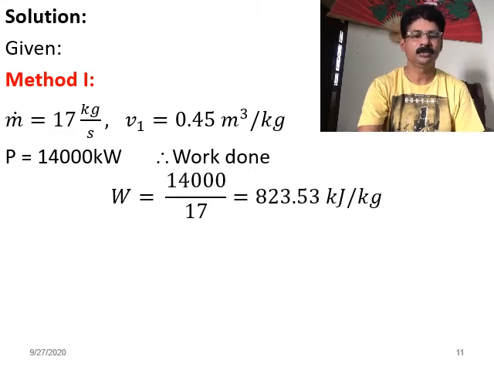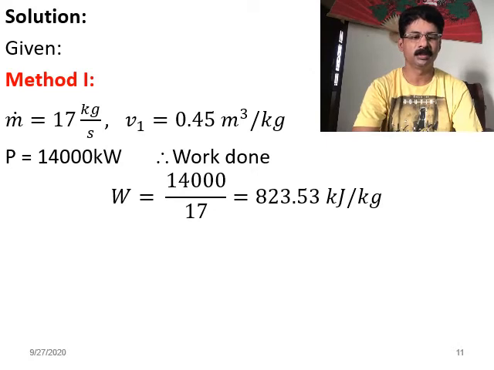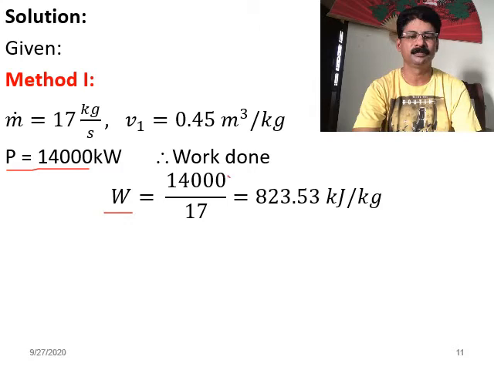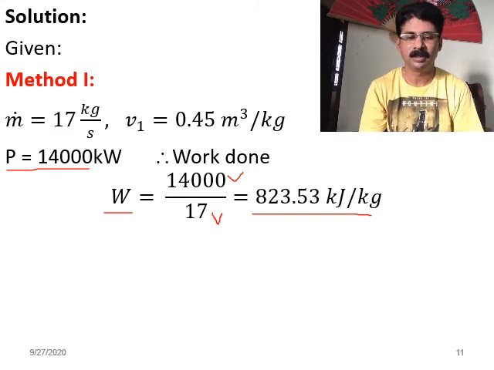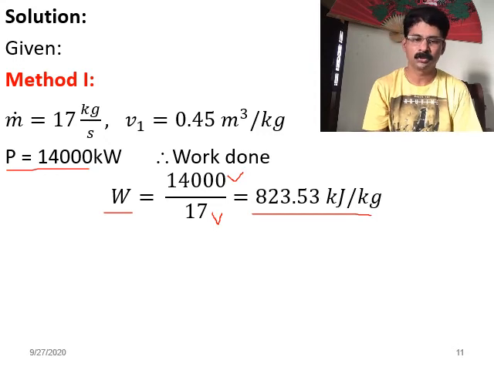Now here you can convert W dot into W by dividing by m dot. W dot by m dot: this is kilojoules per second and this is kg per second. The seconds cancel, and you get kilojoules per kg. So I am solving first using the kilojoules per kg basis. For that reason I converted W into kilojoules per kg first, even though it is given in kilojoules per second.